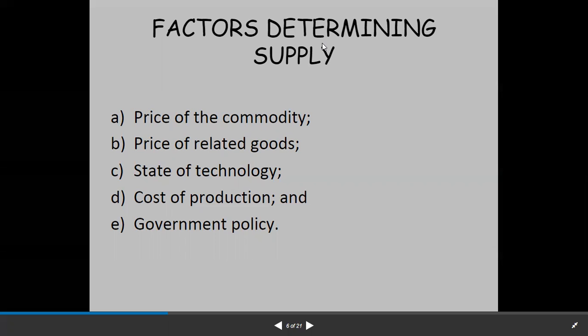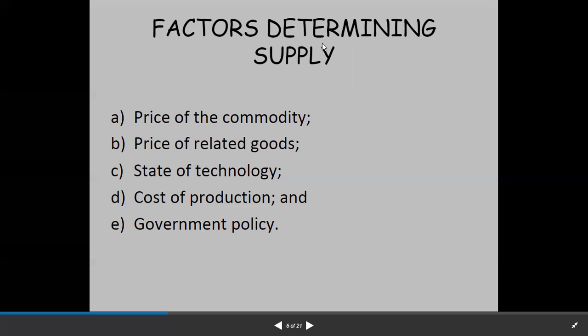Next is the state of technology. Technological change influences the supply of a commodity. Advanced and improved technology reduces the cost of production and raises the profit margin. Also, good technology or updating of technology can produce more and more products, so it will be easy to sell them in the market.